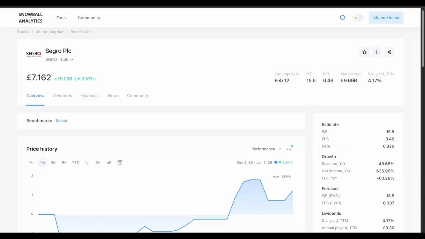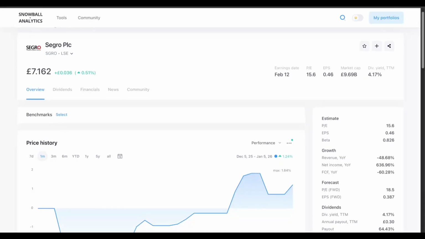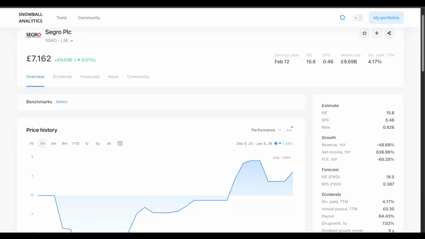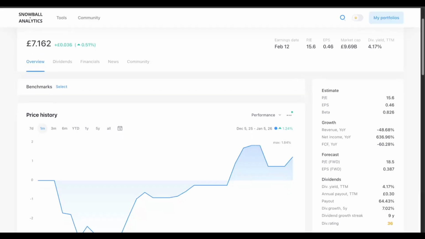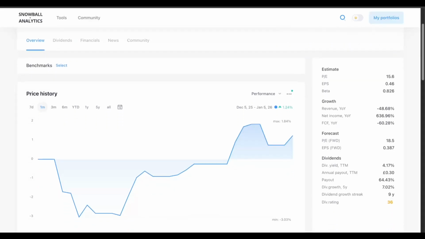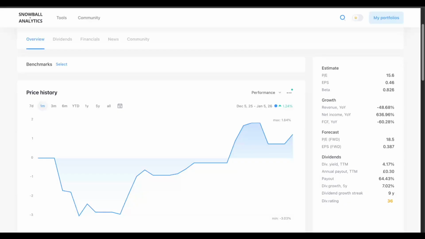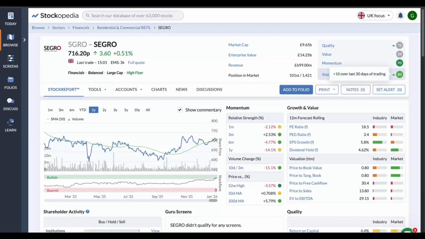£16.52. And the final stock I'm topping up this month is going to be Segro, stock ticker SGRO. Over the past month, it's another one that's basically flat, being up just slightly at 1.24%, and they are the only real estate company in this portfolio and have a good track record of paying and increasing their dividend payments. They do now have a good stock rank score, which is now at 80, with it increasing 10 points over the last 30 trading days.